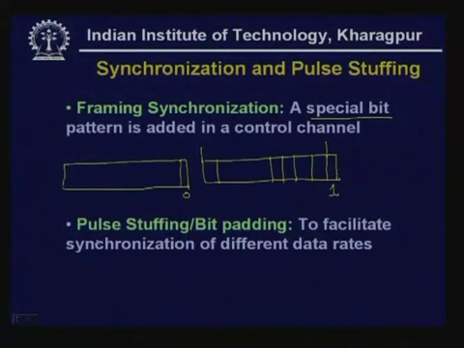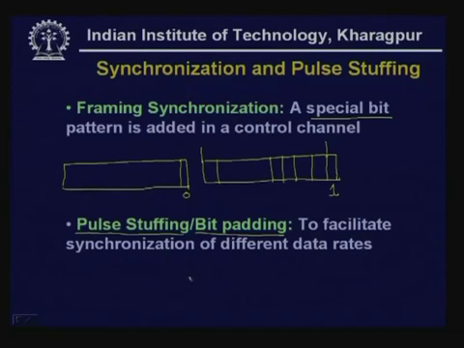However, sometimes the data rate from a particular source does not match or is not a multiple of the rate at which the scanning is done while doing multiplexing. In such a case, some additional bits are added, which is known as pulse stuffing or bit padding. Both terminologies are used to facilitate synchronization of different data rates.